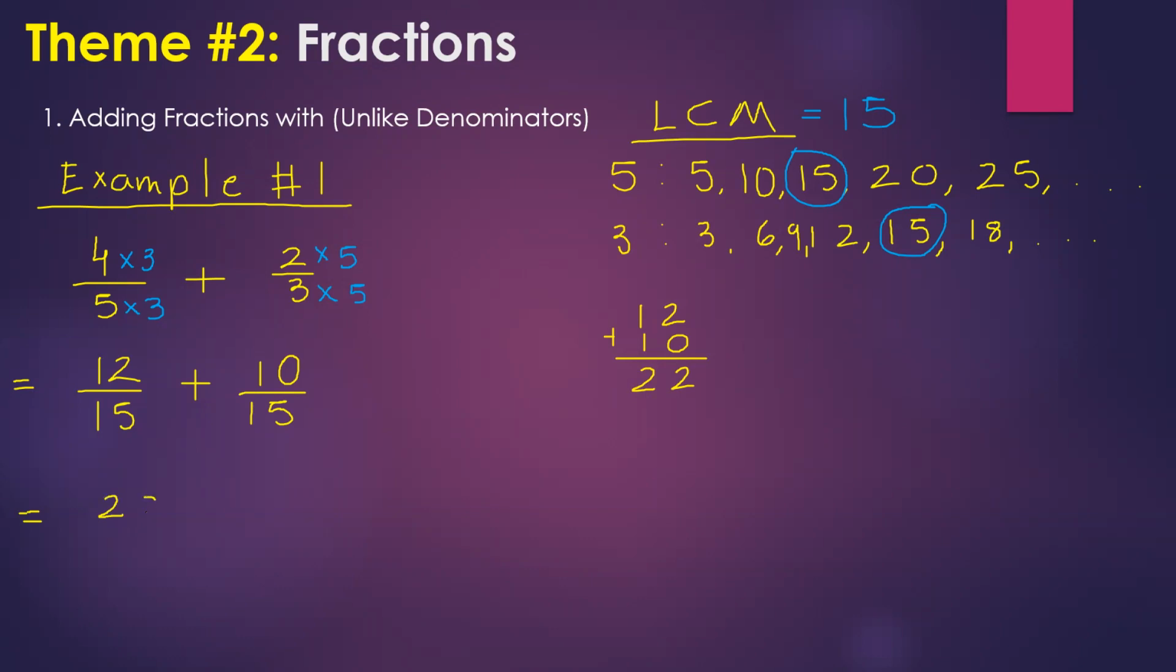Okay, good. So 22 over what? Do we add the denominators? No, sir. So what do we do? Keep them the same. We just keep it the same, and it's going to be what? 15.